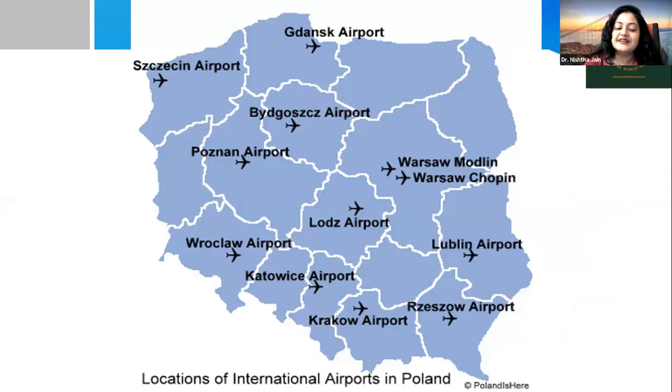Twister names. So here are the locations of international airports in Poland. Poznan Airport, Gdańsk Airport, Szczecin Airport, Bydgoszcz Airport, Warsaw Modlin, Warsaw Chopin, Lodz Airport, Wrocław Airport. Then Lublin Airport, Katowice Airport, Krakow and Rzeszów Airport. Ma'am, there is one airport I am seeing named Terracon Airport. Okay, fine.